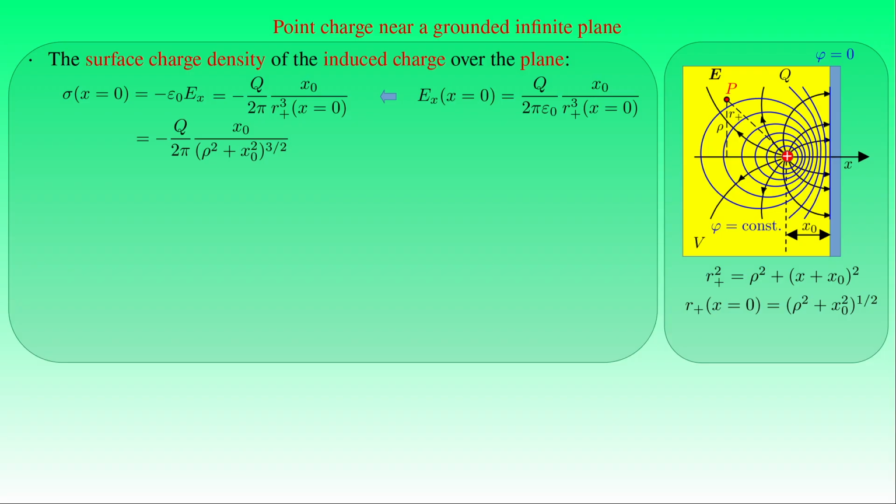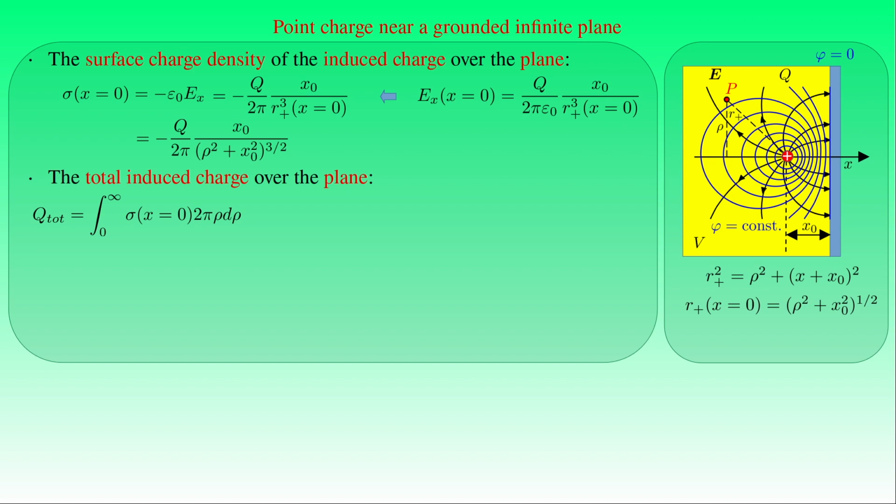This formula shows that the density of the induced charge on the infinite plane has a maximum at rho equals 0, that is at the intersection of the x-axis and the plane, and decreases with the distance rho from the point of intersection. The total charge on the grounded equipotential plane can be obtained by integrating this surface charge density over the whole planar surface. Here the area element of the integral expressed in cylindrical coordinates is equal to 2 pi times the radial coordinate rho times d rho.